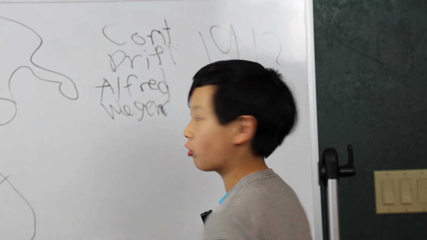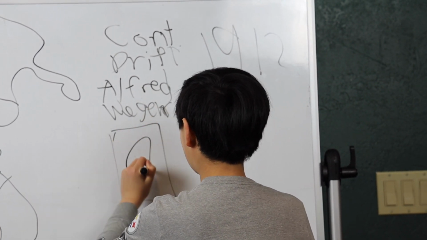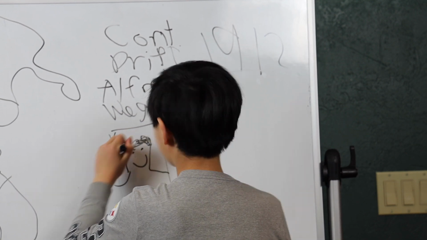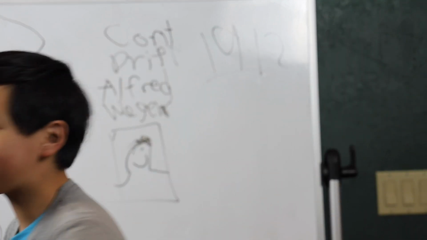And this is a drawing of Alfred Wegner. Actually, I don't know it. He has some very nice hair. He has hair. It's not crazy. It's very well trimmed. Anyways, getting to the point. So what is Continental Drift?